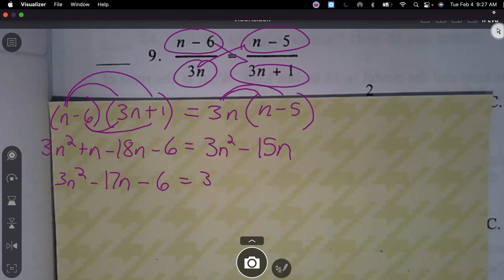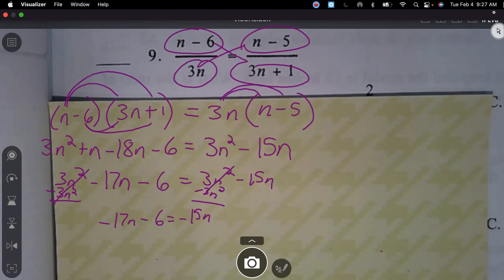Now I can't combine these over here. Now let's move our n squared. What happens when I subtract 3n squared from both sides? They all cancel out. My n squareds cancel out. Fantastic. Negative 17n minus 6 equals negative 15n.